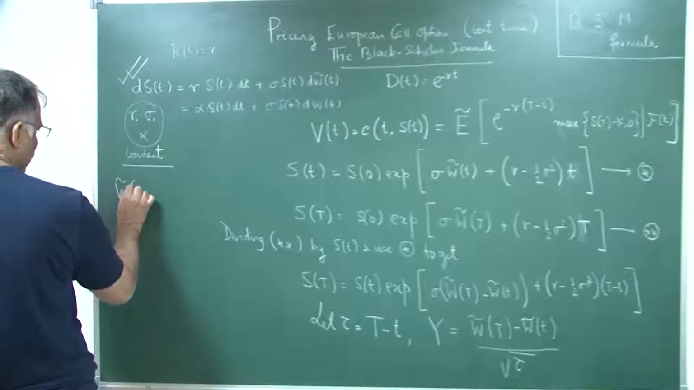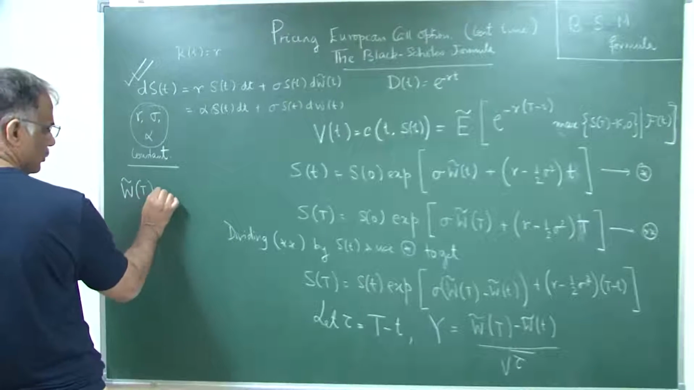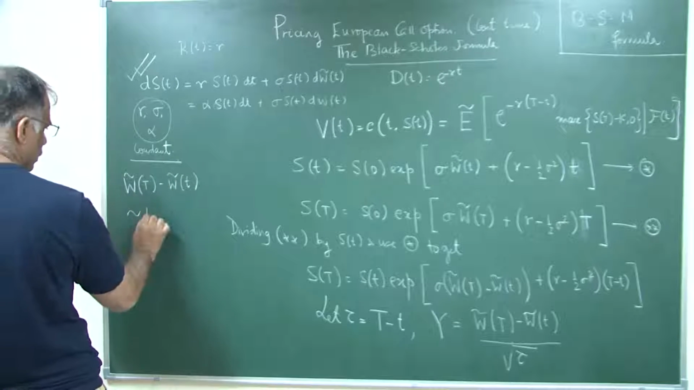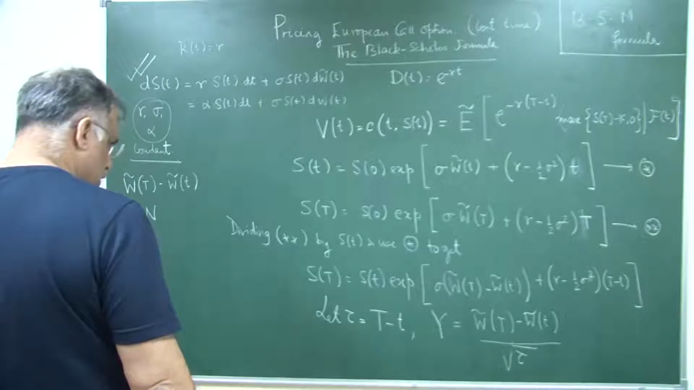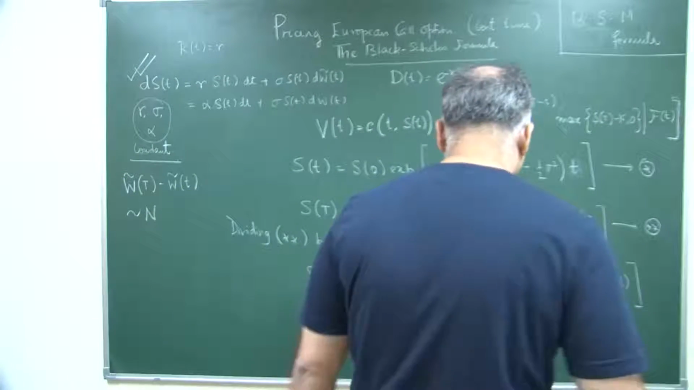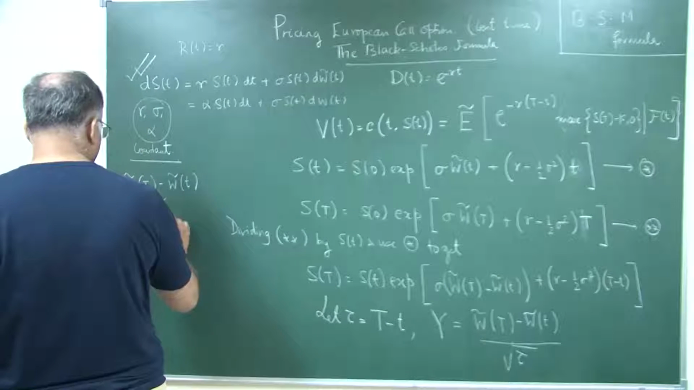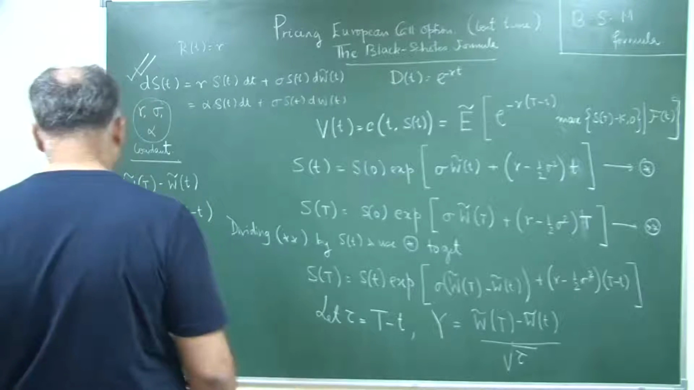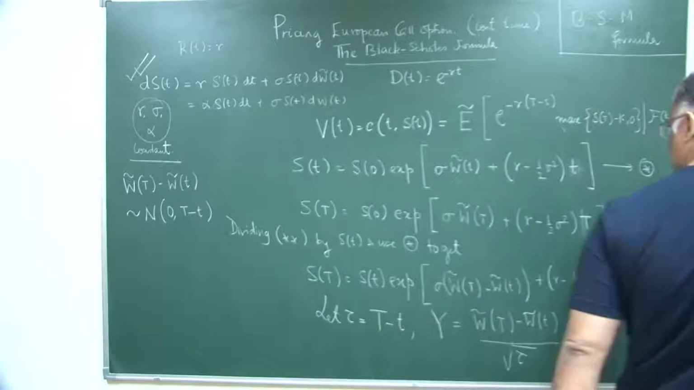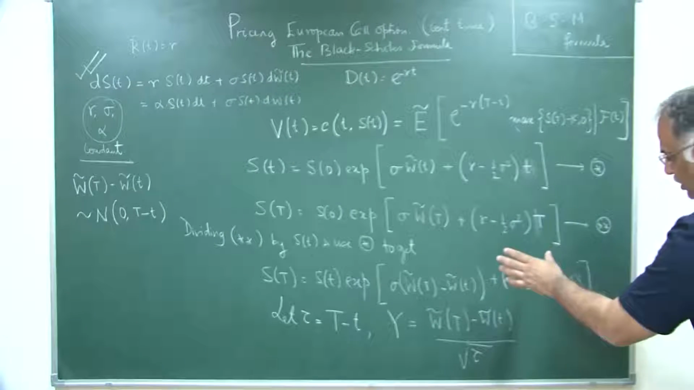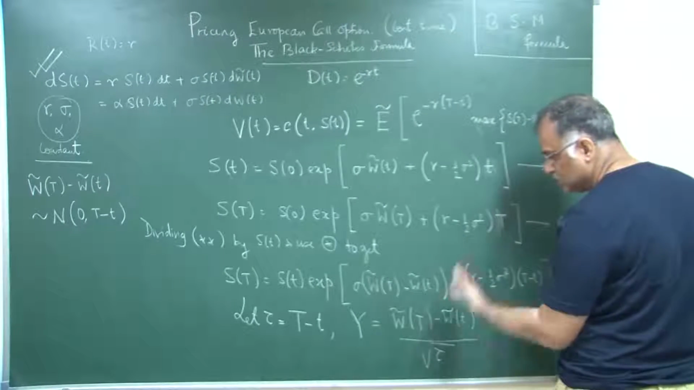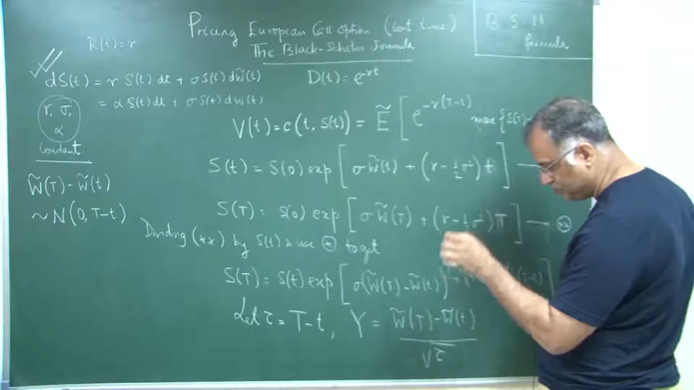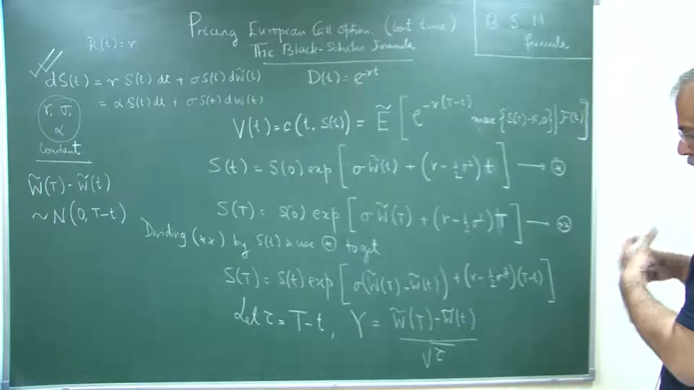So, W tilde T minus W tilde t is a normal random variable with mean 0 and variance T minus t. So the standard deviation is root T minus t, which is tau. That is from the basic fact about Brownian motion, because T is strictly bigger than t and because of the independence of non-overlapping intervals.